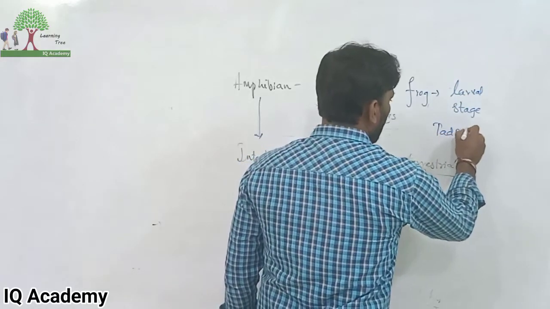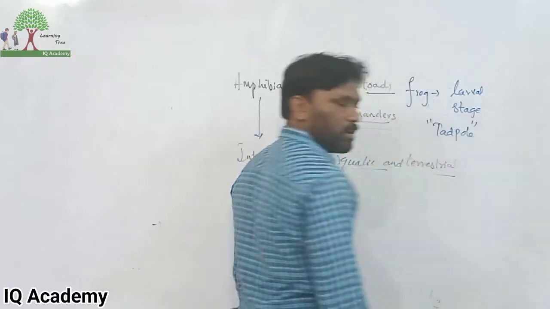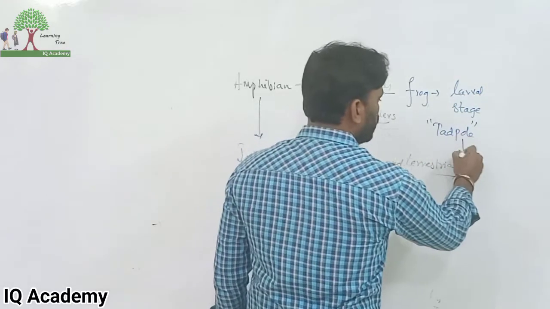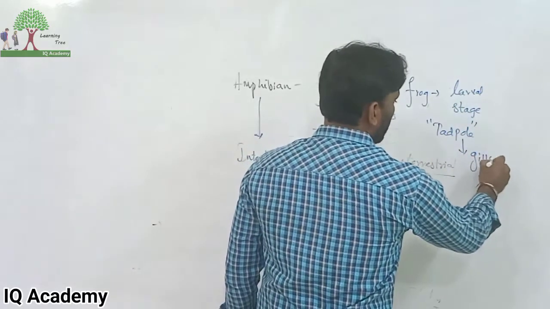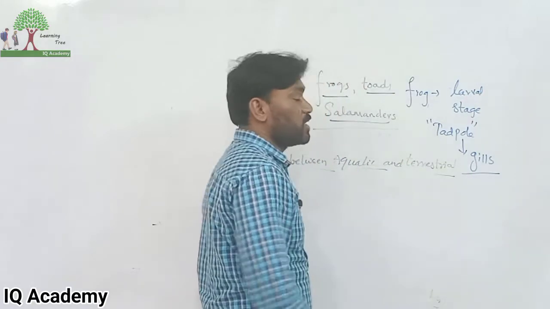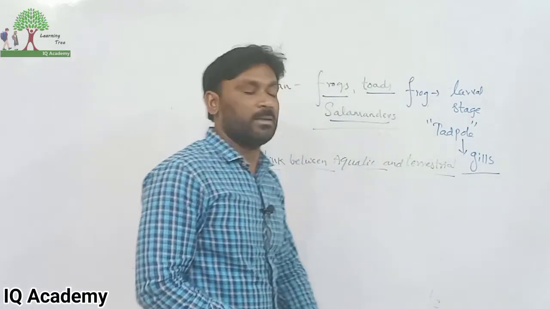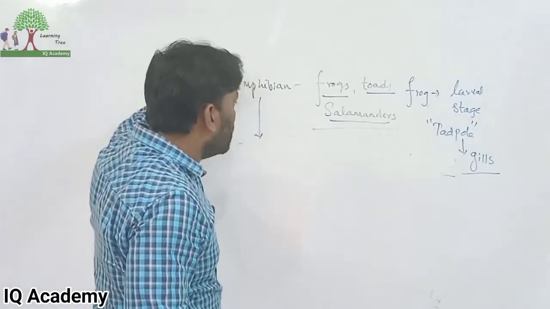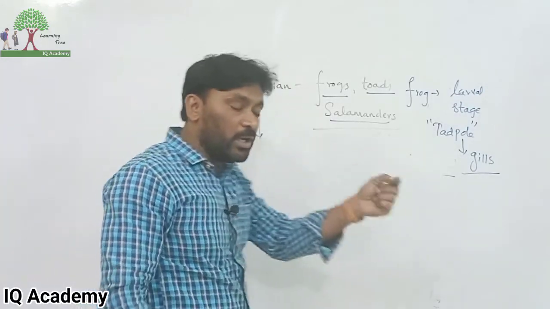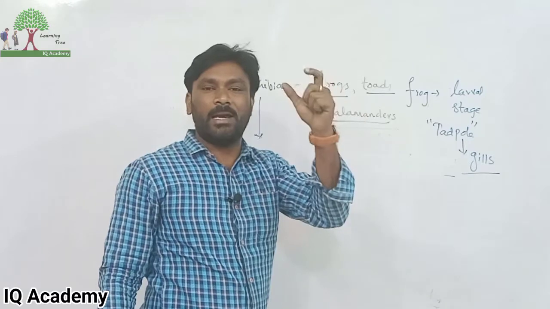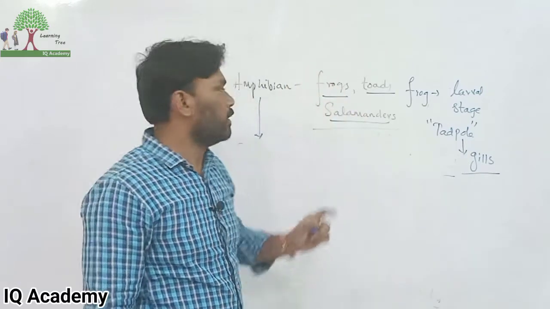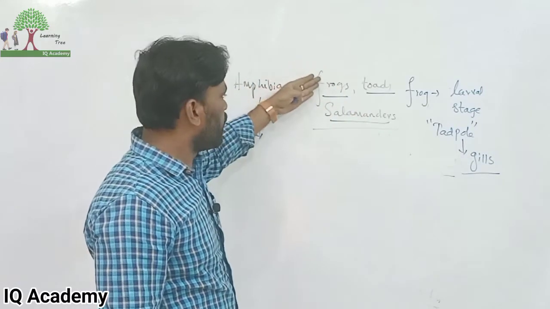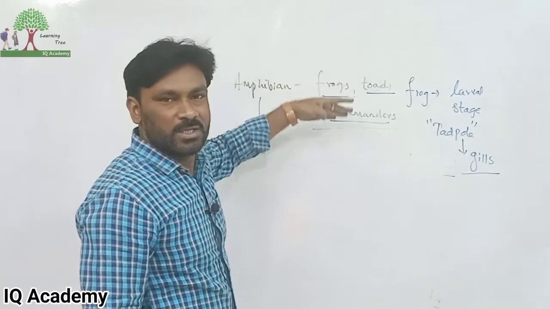When the frog is in tadpole stage, the tadpole respires through gills. So we can see branchial respiration in the tadpole. Amphibian means nothing but an animal which lives on land as well as in water. Best examples: frogs, toads, salamanders.